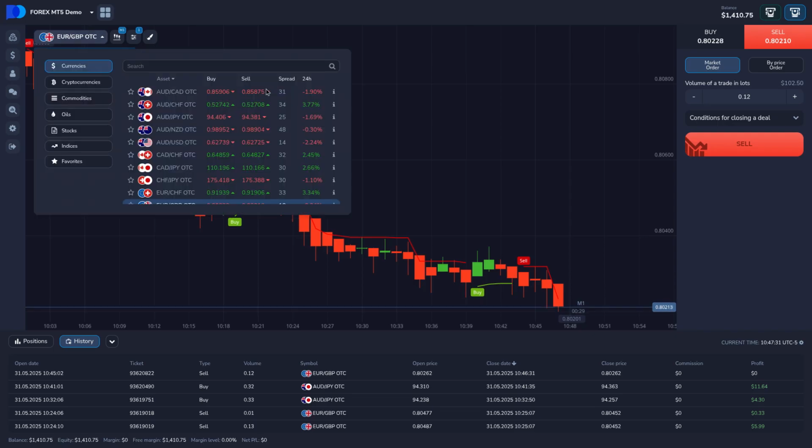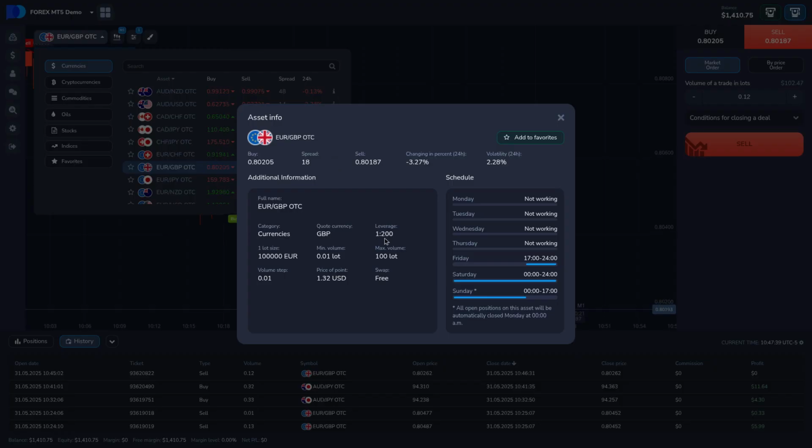So let's look at that again. You can go right here on the Euro GDP. It tells you more about it right here. Your leverage is 1 to 200, which is great leverage, of course. These are OTC, so they're not tied to the markets directly. It shows you your lot size here. Minimum volume size. The price of the point is $1.32, so I don't know exactly how you would use that yet. Free swap, no extra fees other than the gap.